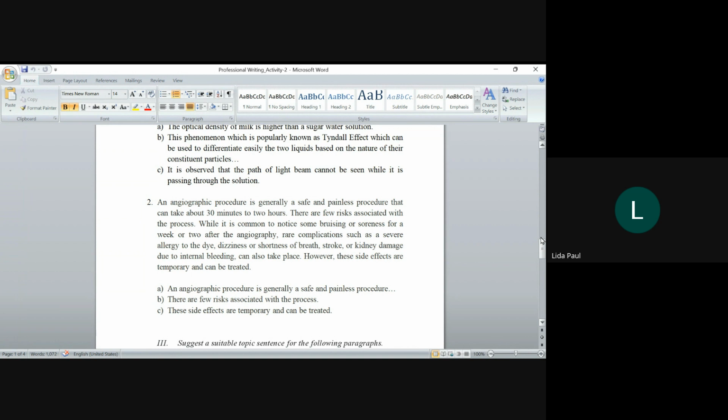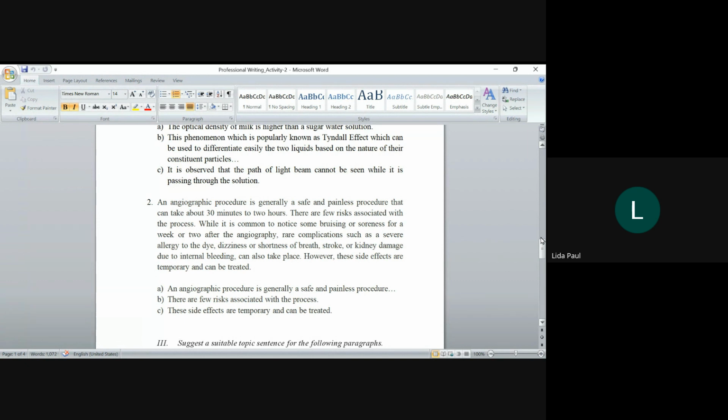Then the immediate sentence after that, yes. But how about the last one? However, these side effects are temporary and can be treated. Not really, right? But all the three, there are few risks associated with the process, while it is common to notice some bruising, and the last sentence, however, these side effects are temporary. All the three can be tied to the first sentence. It's possible, right? So this is also one of the methods in cases where topic sentences are not really clear. You will have to look for that sentence.